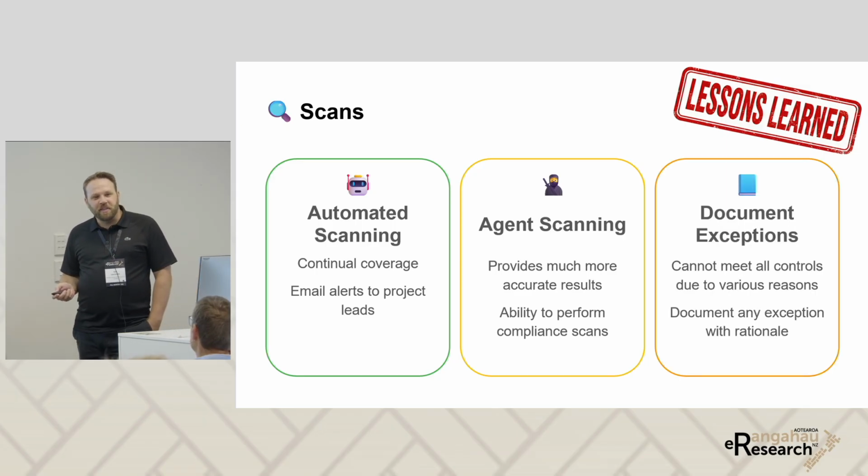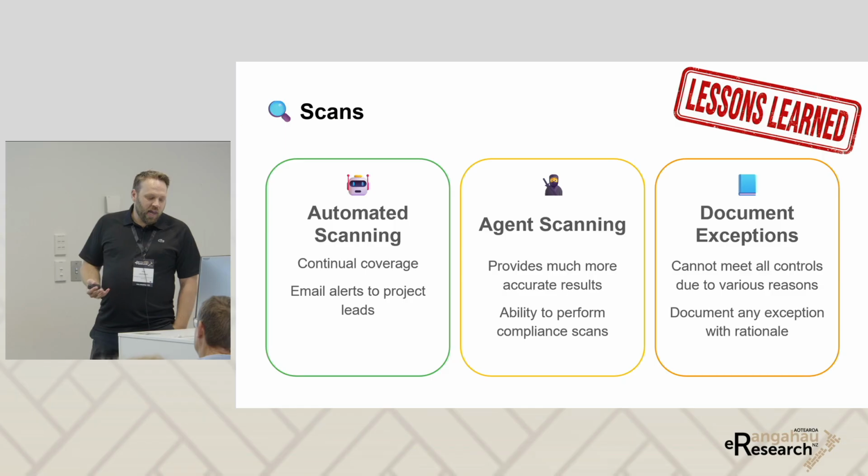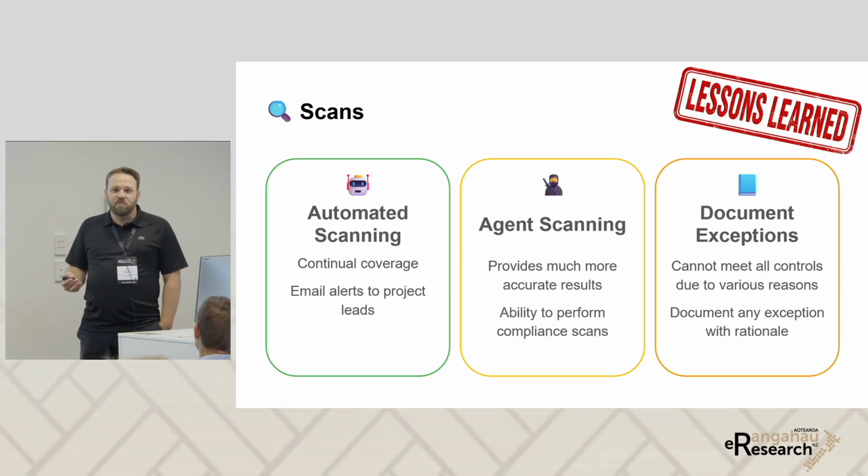Documenting exceptions. We haven't talked much about this, but you can't meet every single control in a standard. They're not designed to be like that. If there is something you can't meet, and it comes up in your scan results, you can make exceptions, write it down, and provide rationale. That's another thing we learnt along the way: where do we draw the line with what we accept as a risk?